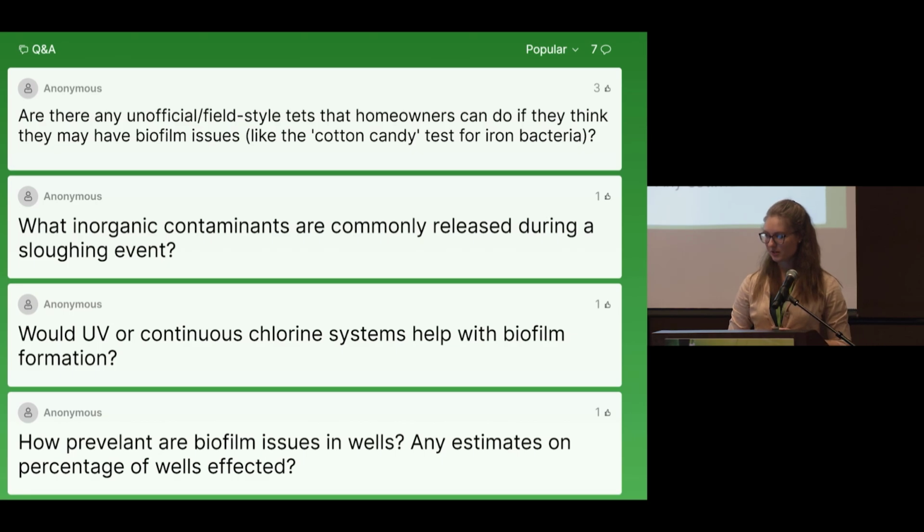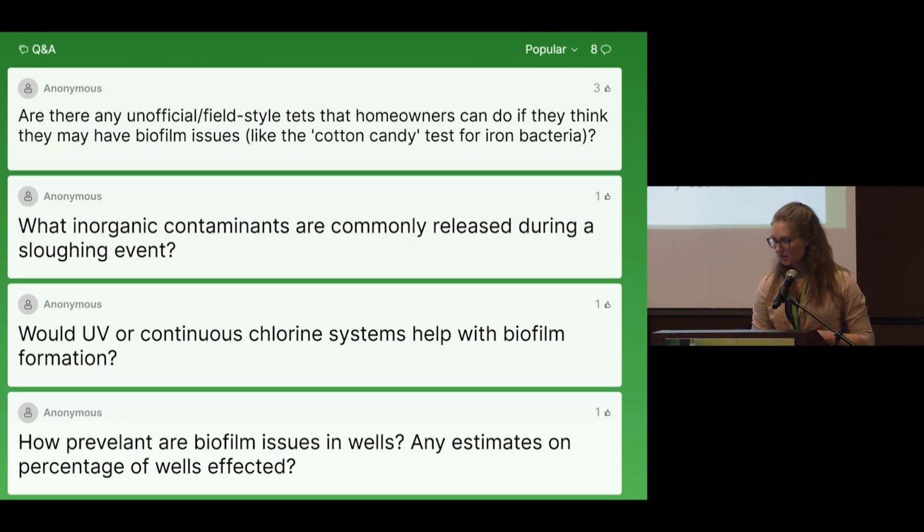Are there any unofficial field-style tests that homeowners can do if they think they have biofilm issues? There are tests that are developed for that. One is called the BARTS test, where you have a water sample in there and you can see if there's some slime forming. It takes 7 days. What we've developed is some in-house proprietary testing that we can do in a day and come up with results looking at different parameters. But as far as field-style tests, there's not much out there besides the BARTS test.